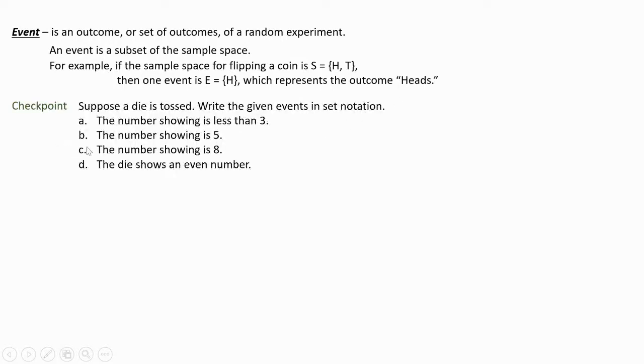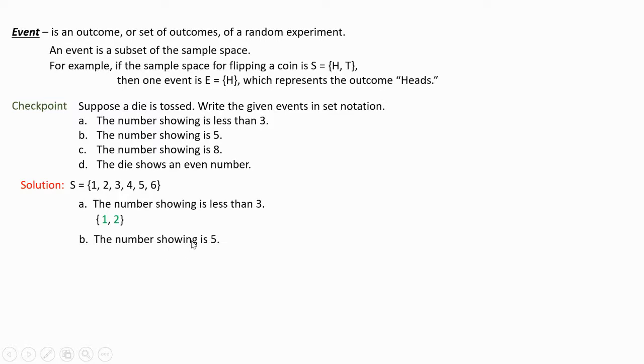Okay. Checkpoint. This is from the book. Suppose the die is tossed. Write the events in set notation. A: The number showing is less than 3. Okay, so solution, the number showing is less than 3, right? So this is my sample space, and the number showing is less than 3 is going to be what? 2 and 1, or 1 and 2, right?